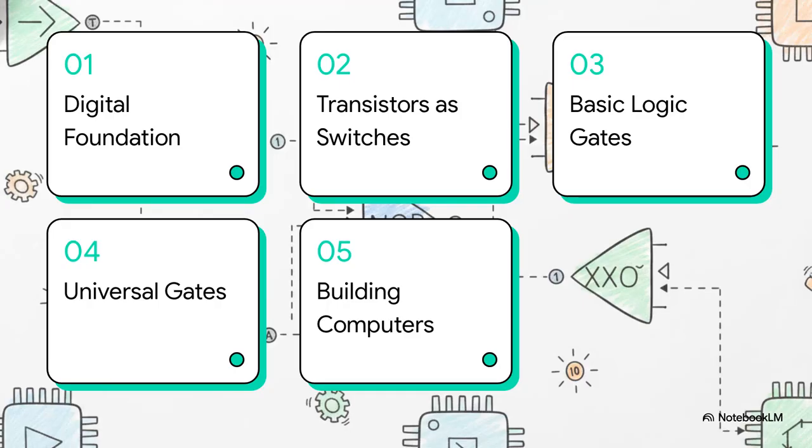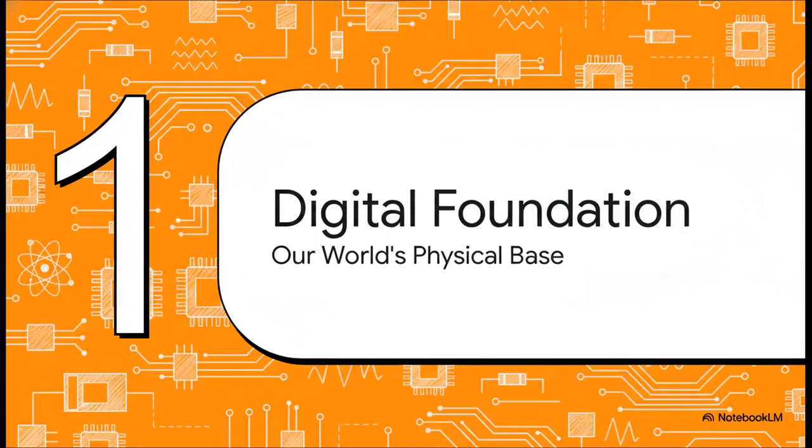So, here's our roadmap for today. We'll start with our digital world foundation, look at transistors as electronic switches, cover the basic NOT, AND, and OR gates, dive into universal NAND and NOR gates, and wrap up with building the modern computer. All right, part 1, our digital world foundation.